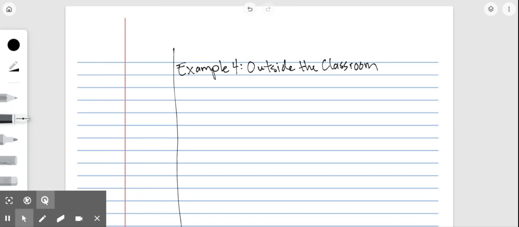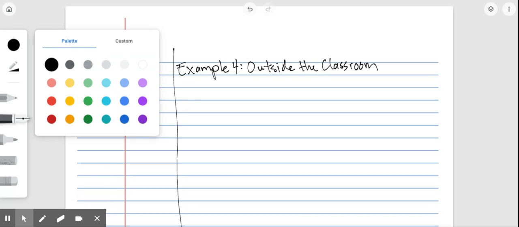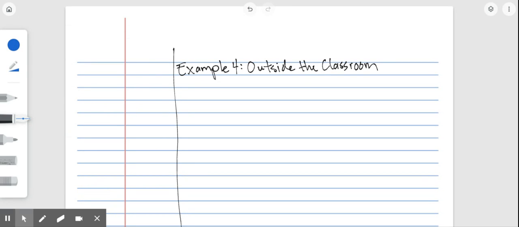Okay, so example 4 has to do with the world outside of the classroom. Sometimes teachers use the term real world, but I'm going to use the term outside the classroom. The reason why it's called squared, so square numbers, is because if you draw a square, what do you know about the side lengths of a square? The side lengths of a square are going to be equal.